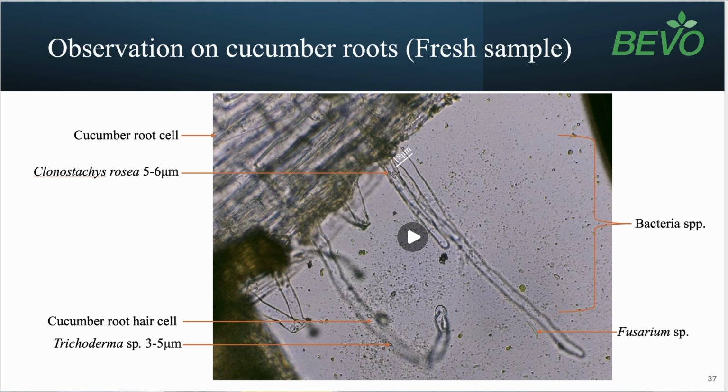We see that we have Fusarium in here. We also see that we have Clonostachys, the Prestop product, also in there. We also see that we have Trichoderma spore around. This is a fresh sample directly from the roots.